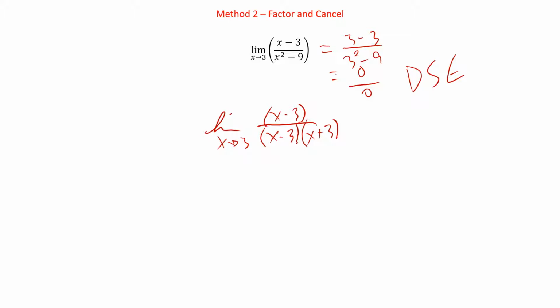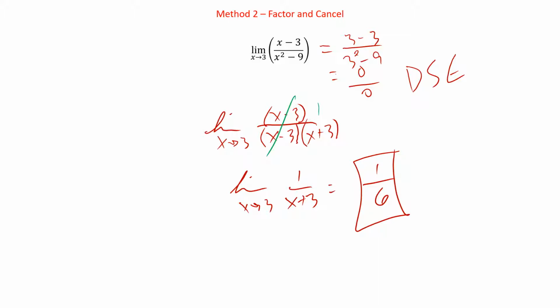Well, we have x minus 3 over x minus 3. That cancels, leaving us 1 over x plus 3. And so at this point, we're going to substitute again. We're going to plug it in. So our limit as x goes to 3 of 1 over x plus 3 is going to be 1 over 3 plus 3 is 6. So the limit equals 1 over 6. So in this case, 0 divided by 0 equals 1/6.